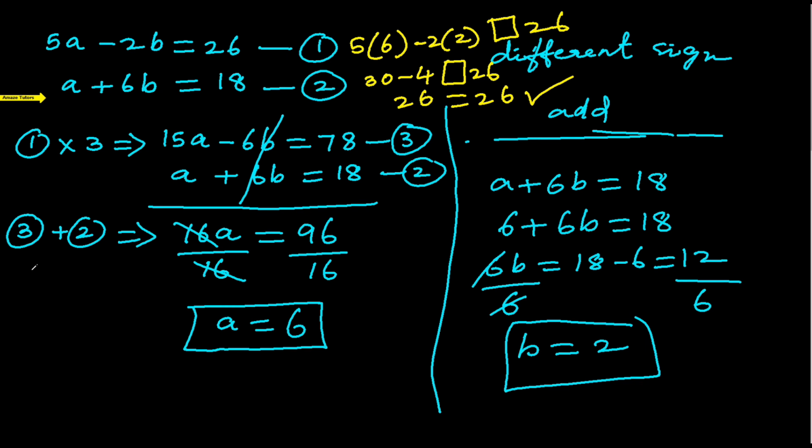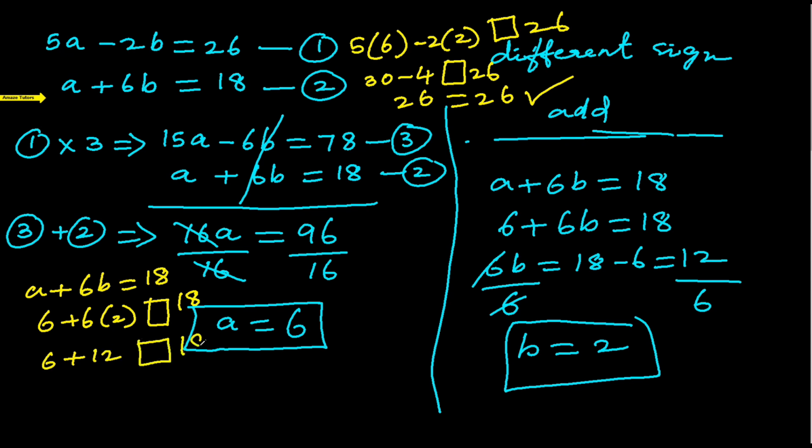Let me check for the second. a plus 6b is equal to 18. a value is 6. b value is 2. It should be equal to 18. Let's see. Till then, you keep it as a box. 6 plus 2 6s are 12. 18. Now 6 plus 12, obviously 18. 18 equal to 18. So it is true for the second equation as well. So my solution, a is equal to 6, b is equal to 2 is correct.